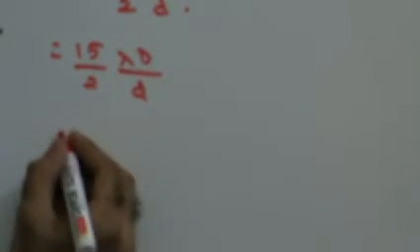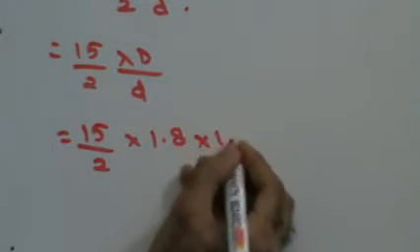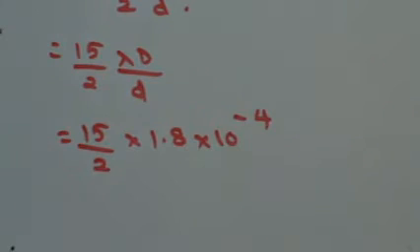But we have already found out the value of lambda d by d. So this is 15 upon 2 into 1.8 into 10 raised to minus 4. Right? Now you can do your calculation and get your answer. You should get the answer for this as 1.35 into 10 raised to minus 3.